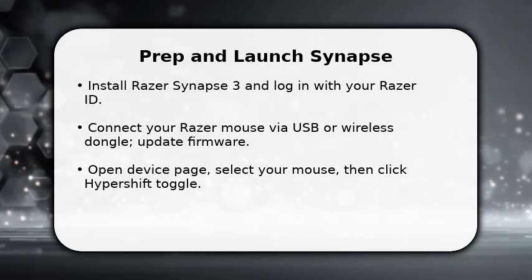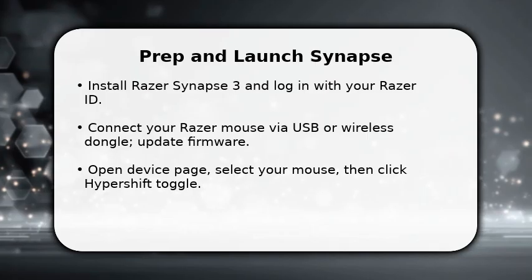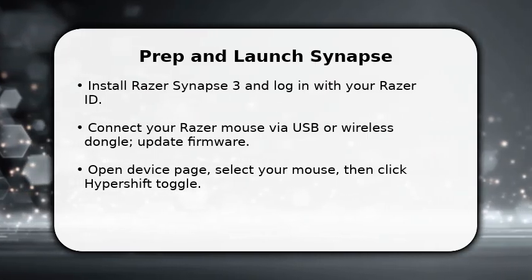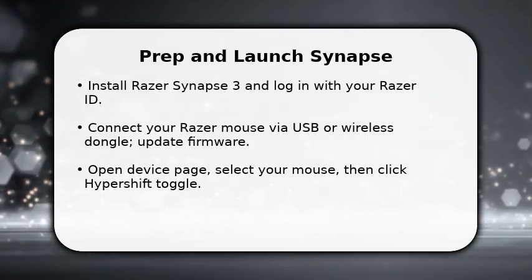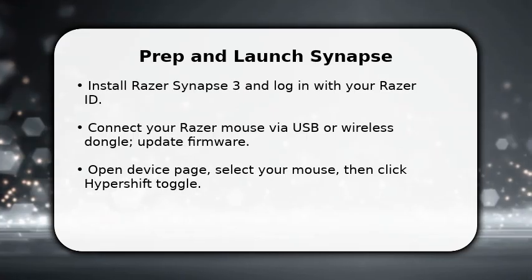Next, open the mouse's device page in Synapse and locate the Hypershift toggle. Enable it. You do this because Hypershift relies on Synapse profiles and updated firmware to map secondary functions reliably.